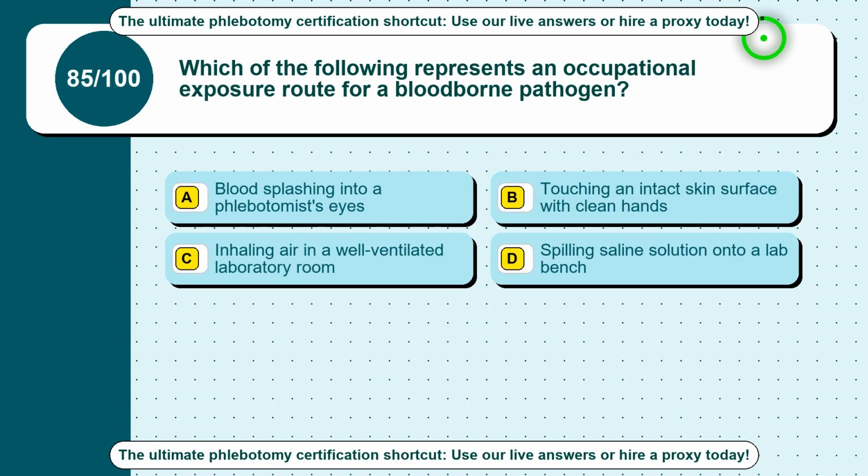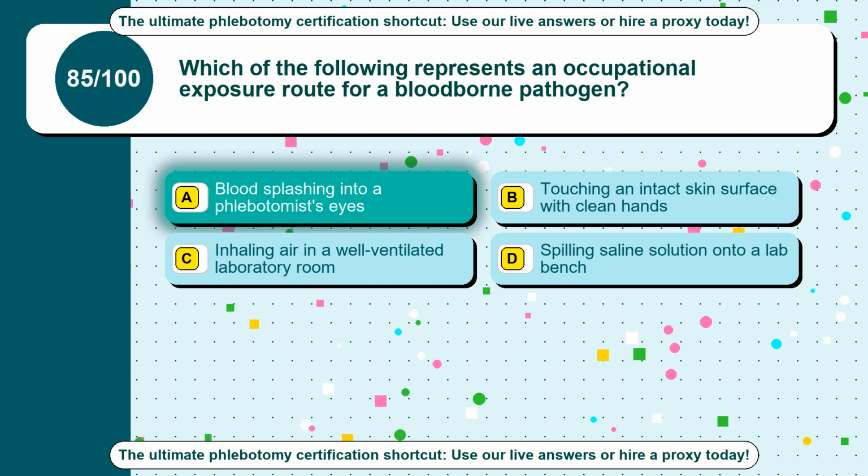Question 85. Which of the following represents an occupational exposure route for a blood-borne pathogen? Option A, blood splashing into a phlebotomist's eyes. Option B, touching an intact skin surface with clean hands. Option C, inhaling air in a well-ventilated laboratory room. Option D, spilling saline solution onto a lab bench.